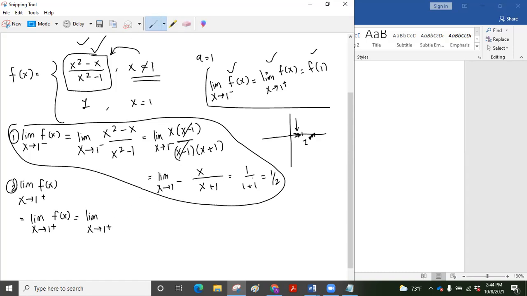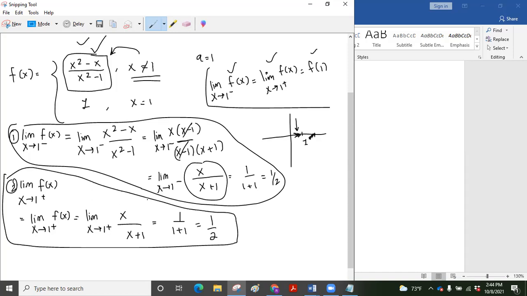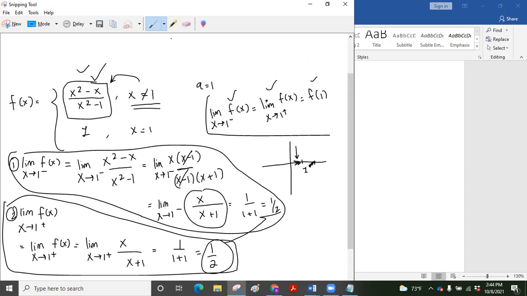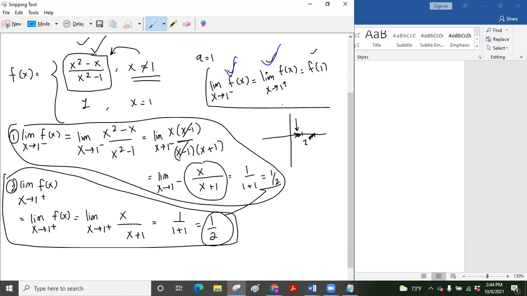And I've already factored this down in the previous problem. So I'm going to say that this is just x over x plus 1, because that's what I got when I factored this down. I got x over x plus 1. And now I can just say that this is 1 over 1 plus 1, which is 1 over 2, which means the limit from the left and the limit from the right are equal, right? So the limit from the left and the limit from the right are equal, which means this and this match, they're equal.